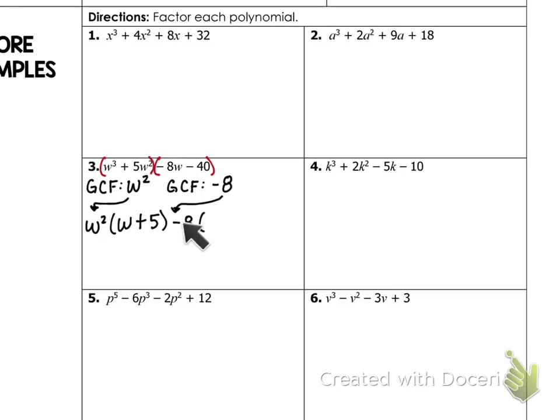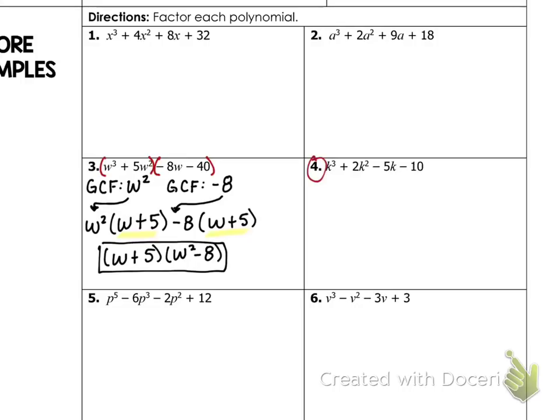So -8 divided by -8 is a +1, so we just have that w left. And then -40 divided by -8 is a +5. Those two match, which means we did it right. And then we're left with w squared minus 8 after we put the w plus 5 together. Okay, that's your answer. I want you to try number 4.